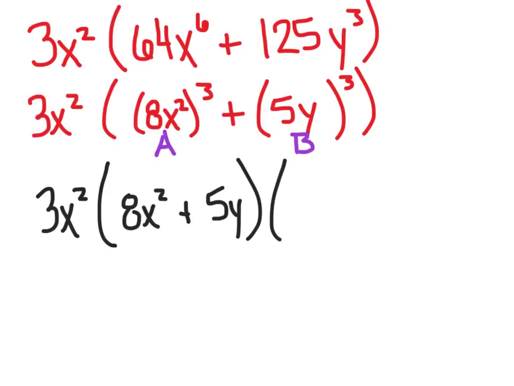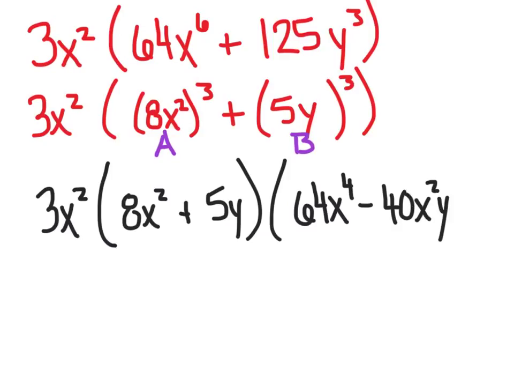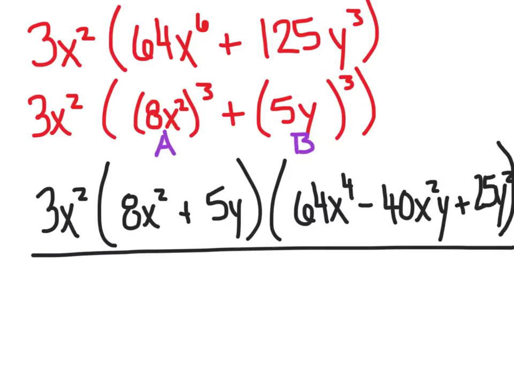Then I need a squared, so oh my goodness, 8x squared raised to the second power would be 64x to the 4th, minus a times b, which is going to be 40x squared y. And then the last term is going to be b squared, which in this case is 25y squared. I've got to fit my parentheses in there. And this is my final answer.